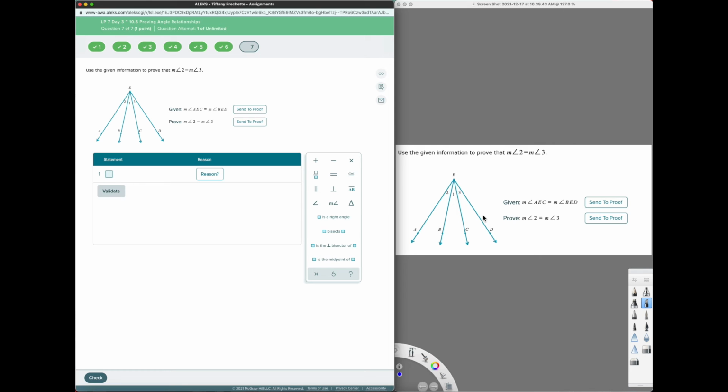All right, so it says given the measure of angle AEC, so I have AEC, so this one here, is equal to the measure of BED. So I'm going to change my color up and go BED like this. So I have these two congruent to each other. And they want us to prove that angle 2 and angle 3 on the outside here are congruent to each other.